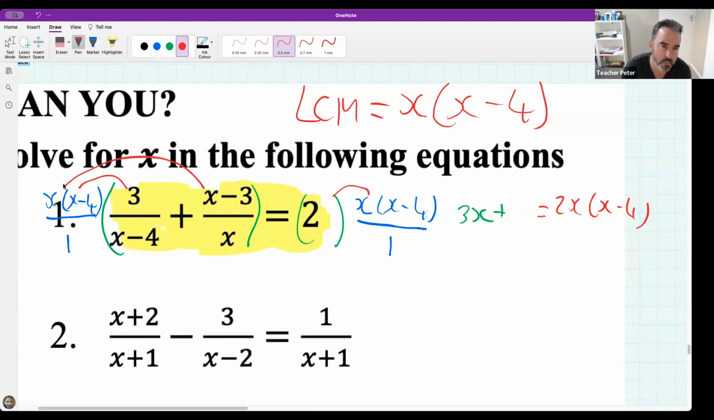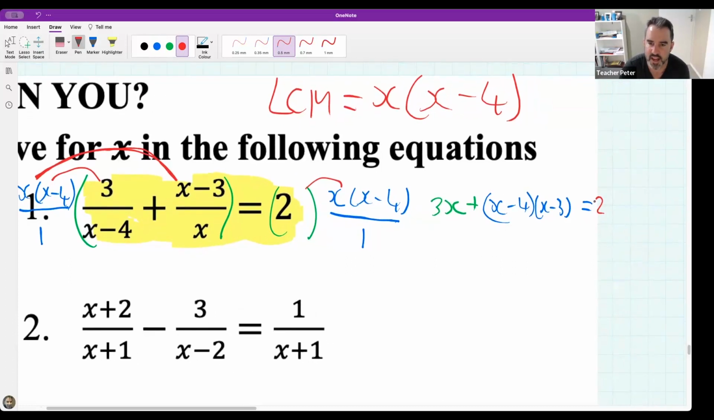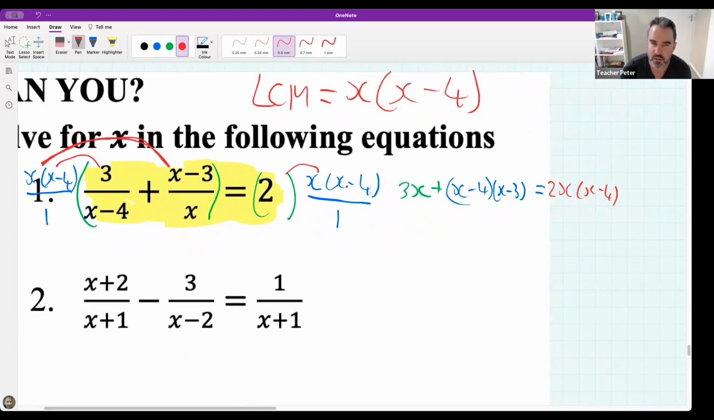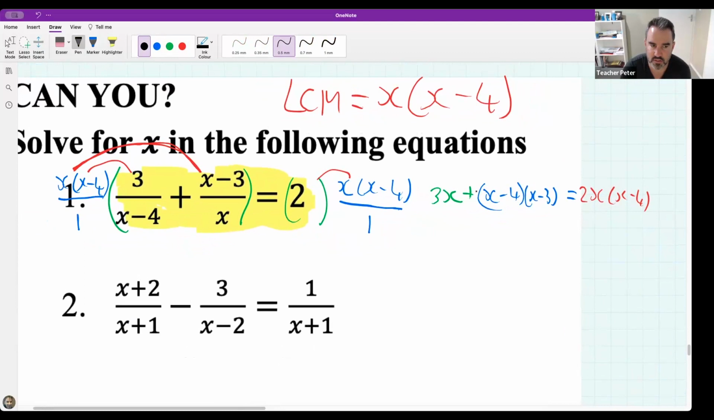But now, when I multiply this by this, what's going to happen is the x's are going to cancel, and I'm going to get left with, let me make a bit more space. So x times x minus 4 times x minus 3 over x, the x's cancel, and I get x minus 4 times x minus 3. And then on the other side, like I said, we already had a 2 there, and that is just times by the x and the x minus 4. So that was a bit hard, but can you get that into standard form for me?